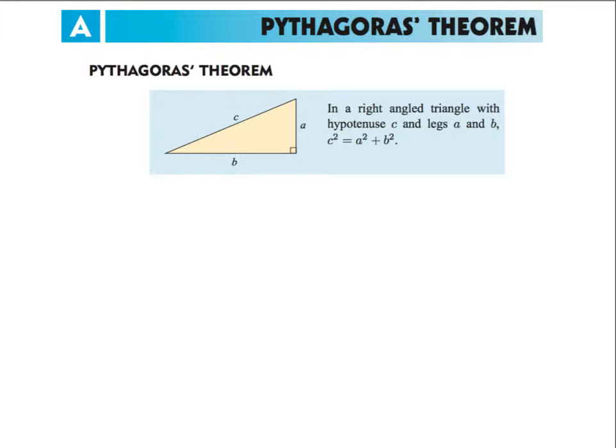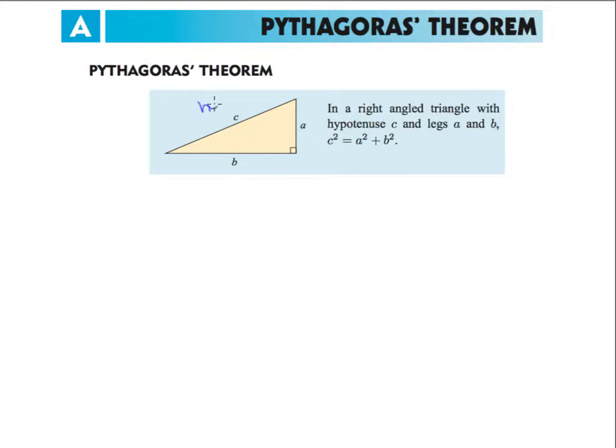In Chapter 4, we're going to focus on the Pythagoras Theorem. This is a theorem that allows us to solve for the missing sides of any right triangle. Now, recall, a right triangle is a triangle that has one angle that is exactly 90 degrees.